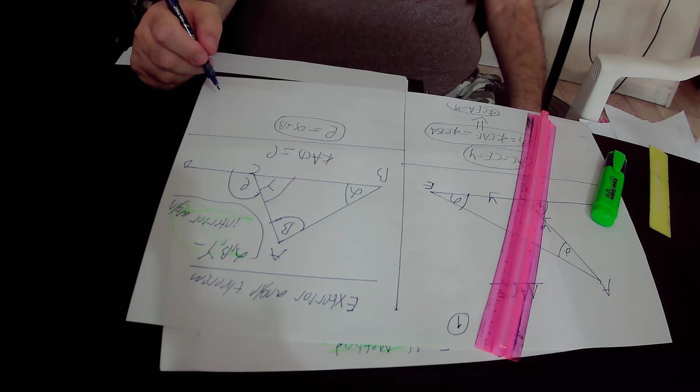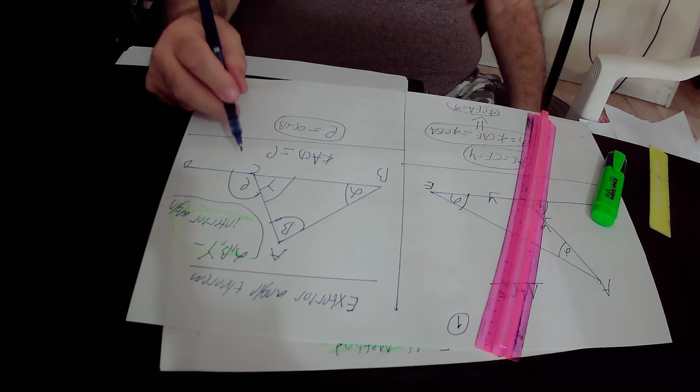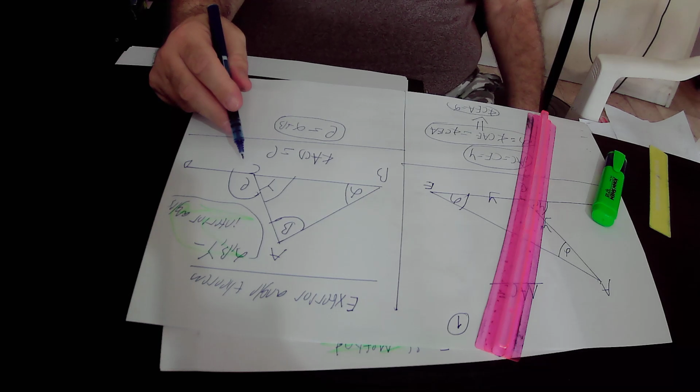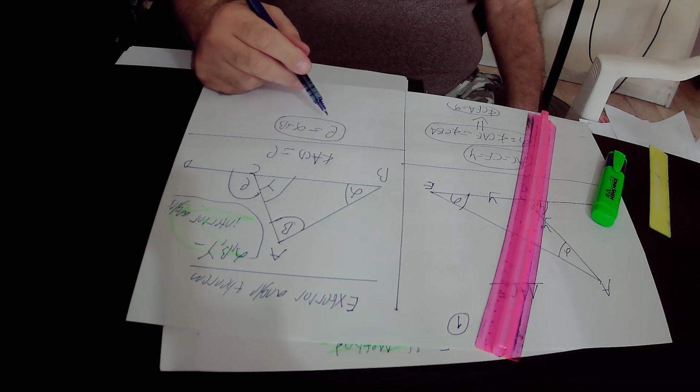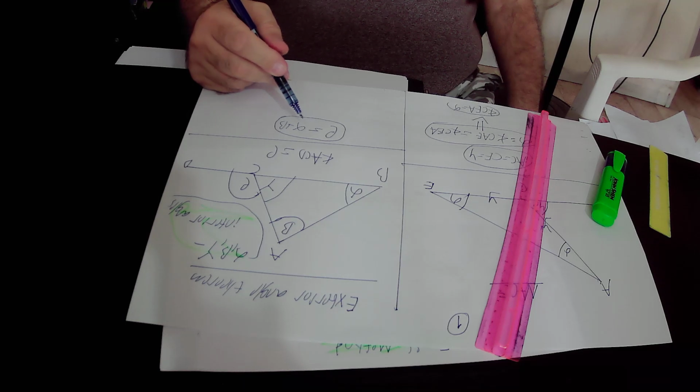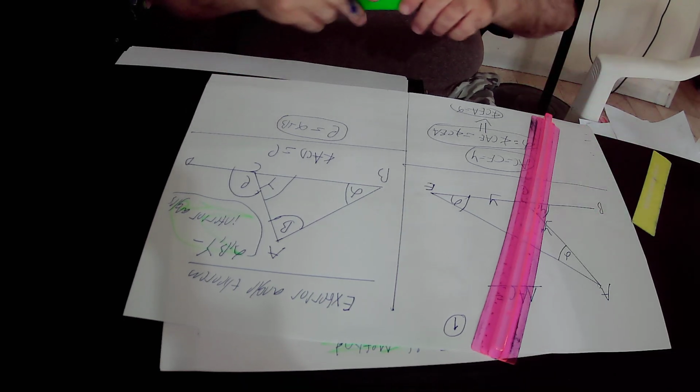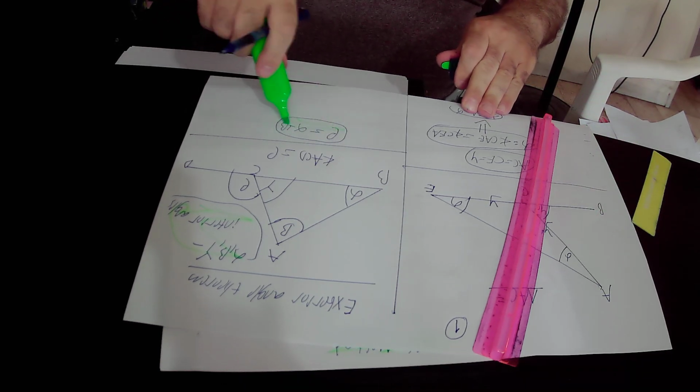I'll repeat again. The size of the exterior angle E equals the sum of the two interior angles that are not adjacent to it. And the two interior angles that are not adjacent to it are alpha and beta, therefore angle E equals in its size alpha plus beta. So, okay, this is the exterior angle theorem.